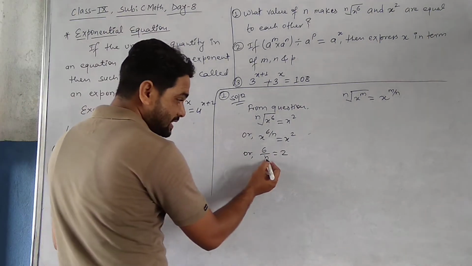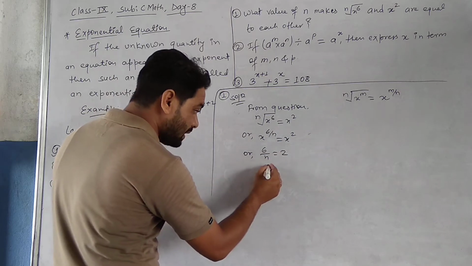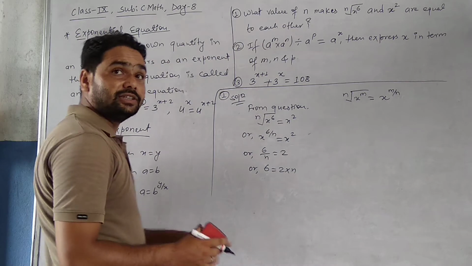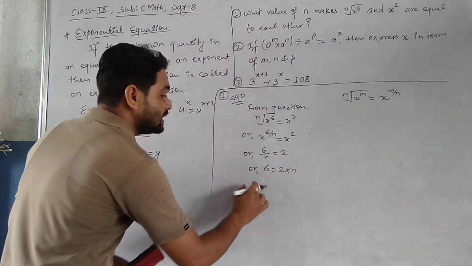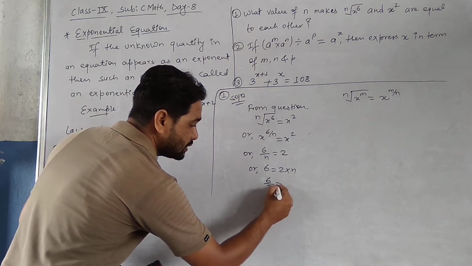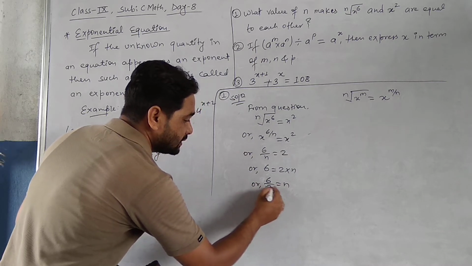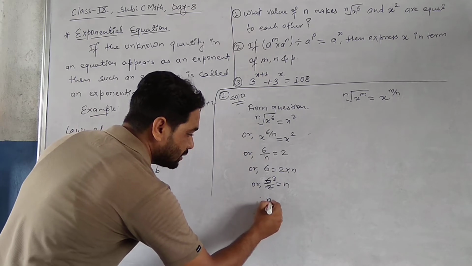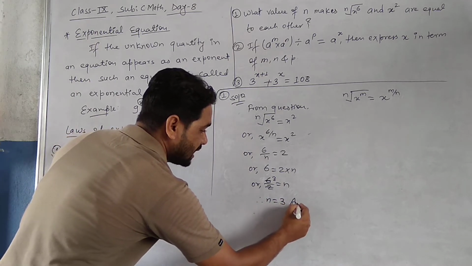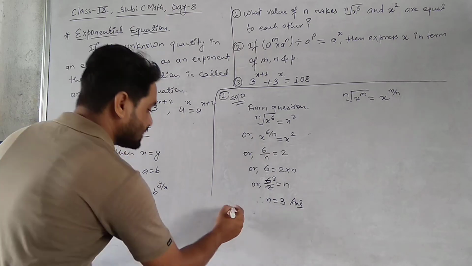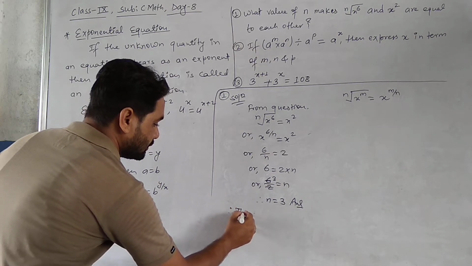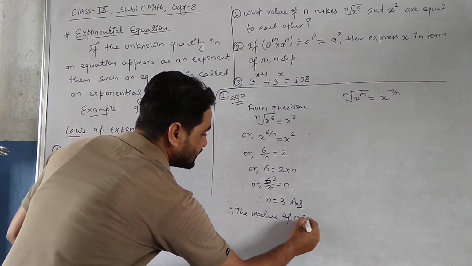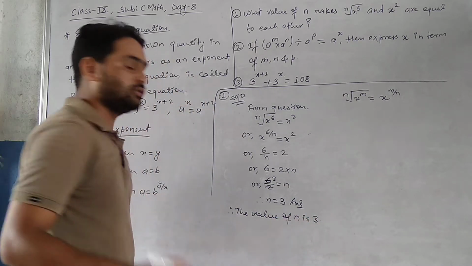Now this n is in the divide on this side, so we multiply: 6 equals 2 into n. And this 2 is multiplied on this side, so it divides: 6 by 2 equals n. Yes, 2 1s are 2, 2 3s are 6. Therefore n equals 3, and this is our answer. Lastly we will write: therefore the value of n is 3.